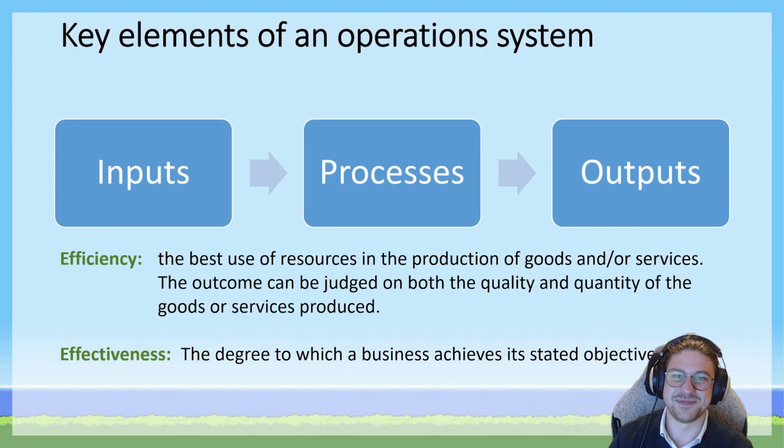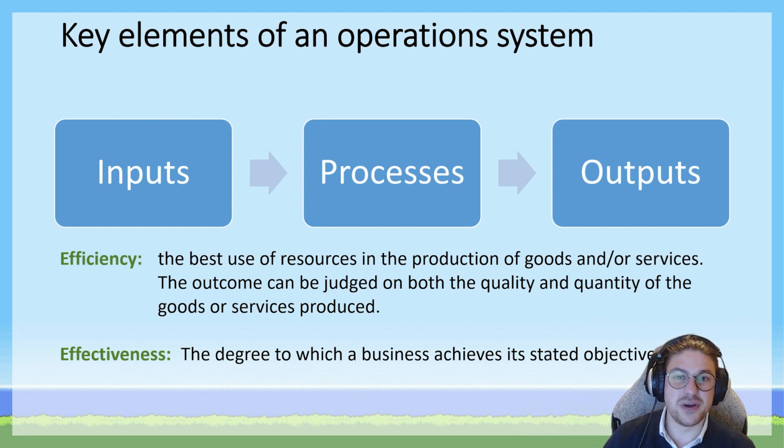so let's do that. I'll remind you at the beginning of this lesson that every operation system includes inputs, processes, and outputs. These are the key elements of any operation system. The inputs are the resources, materials, labor that you need to be able to deliver the core function of your business. The outputs are what you sell to your customers, and the processes are whatever strategies, whatever systems are in place to convert those inputs into those outputs.